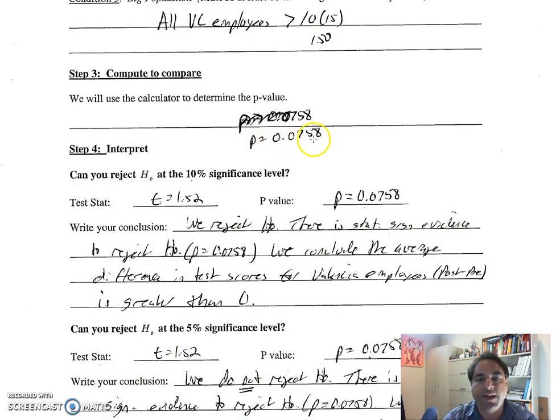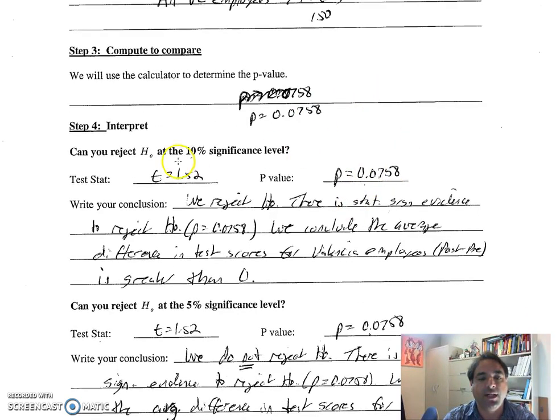P-value is 0.0758, which is larger than our alpha of 0.05. So, we're using two different levels here. We're using 10% and 5%. I did this on purpose so we can practice our conclusions. So if the alpha was 10%, the p-value is smaller. 7% is smaller than 10%. We reject H0. There is statistically significant evidence to reject H0. We conclude that the average difference in test scores for Valencia employees post-pre is greater than 0.